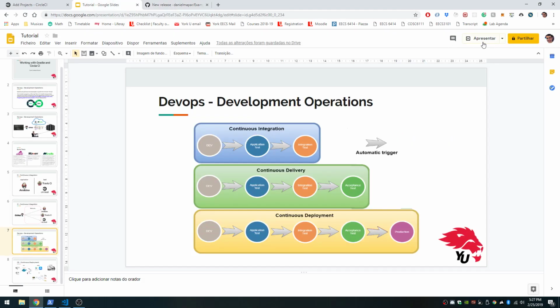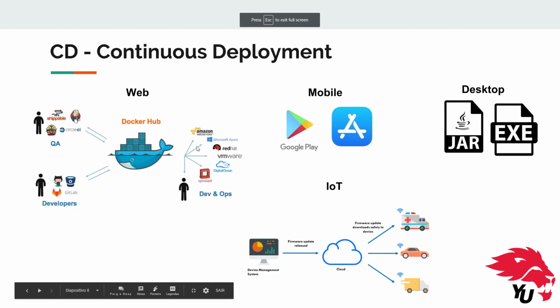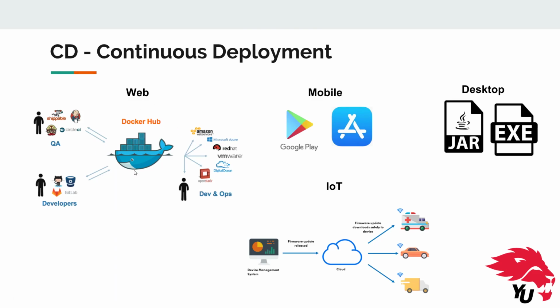Okay, so let's get back to the presentation. And there are many types of continuous deployment processes. Maybe you're deploying a web application, and that will impact a bunch of web servers. Maybe you're deploying a mobile application, and that means that your CD process will actually communicate with Google Play or the Apple Store.